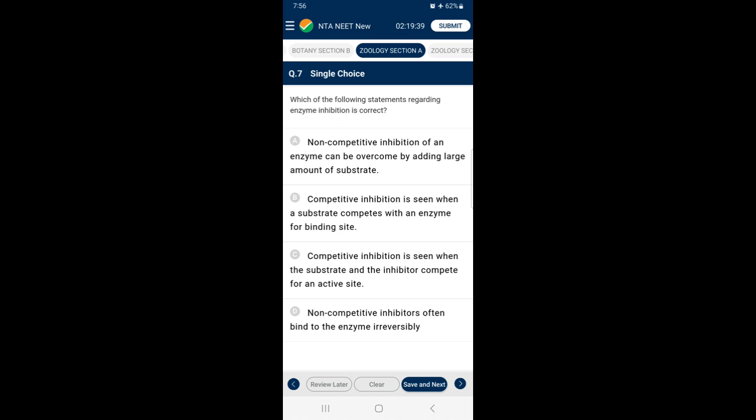Question number 7. Which of the following statements regarding enzyme inhibition is correct? Here 4 statements are given. Inhibition of an enzyme can be competitive or non-competitive. Competitive inhibition is seen when the substrate and the inhibitor compete for the same active site on the enzyme as their structures are similar. An example of competitive inhibition was demonstrated experimentally for the enzyme succinic dehydrogenase, which catalyzes the oxidation of succinate to fumarate in the Krebs cycle. So the answer for this question is option C. Competitive inhibition is seen when the substrate and the inhibitor compete for an active site.